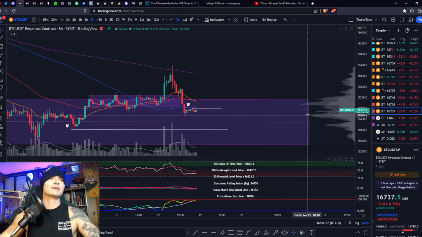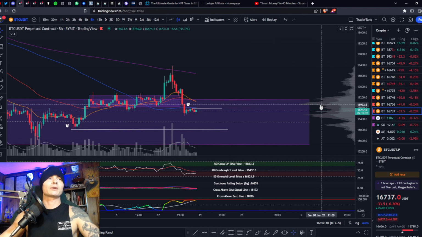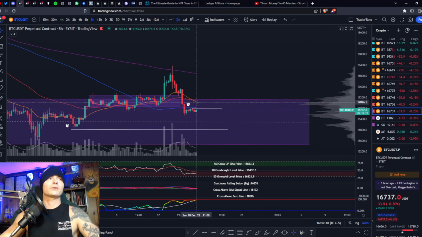So we have your POC, point of control, in the VPVR right here at basically 16,950. Okay, and if we do go up there, the 21 and the 50 will probably come down to there as well. So I would expect a rejection from that level, probably even 16,940. And then we'll come back to it.